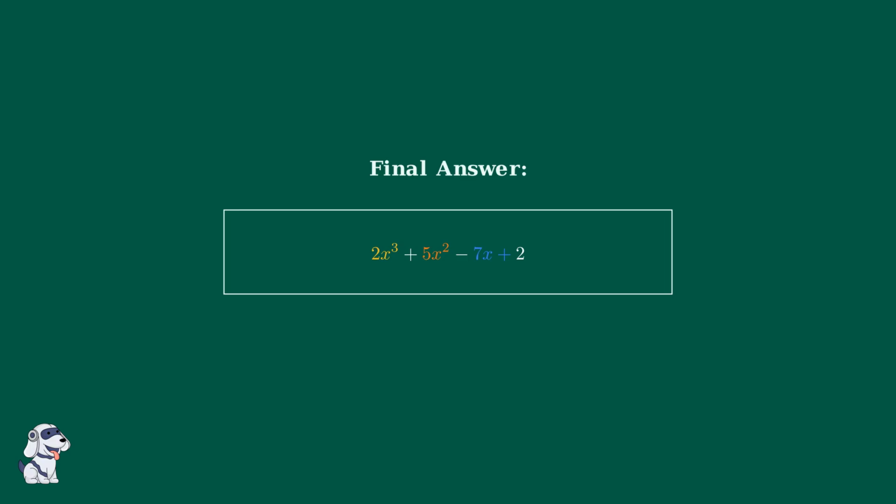Notice how we carefully track the signs throughout the process and combine like terms systematically. The key to success with complex polynomial multiplication is careful attention to signs and systematic organization of like terms.